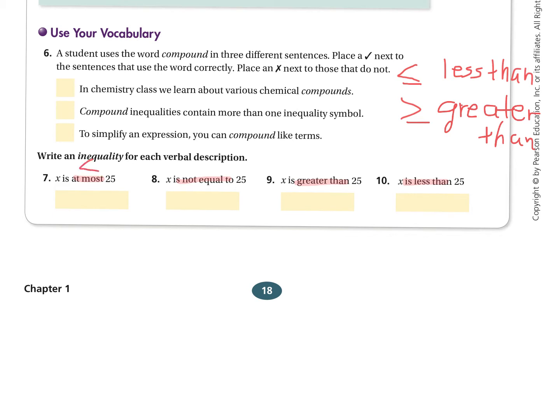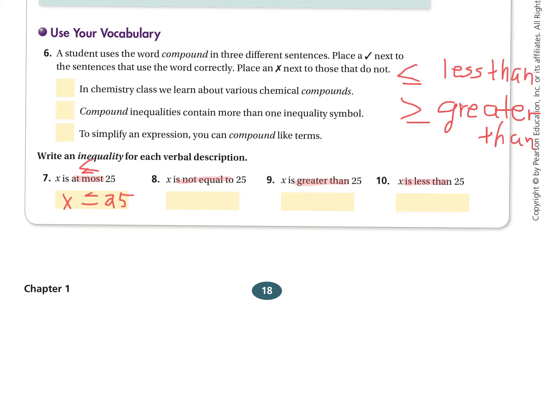And the question is, at most, if you're going to get at most $25 for your allowance, could that equal $25? And the answer is yes. So that's going to be or equal to. And so we've got X is less than or equal to 25.